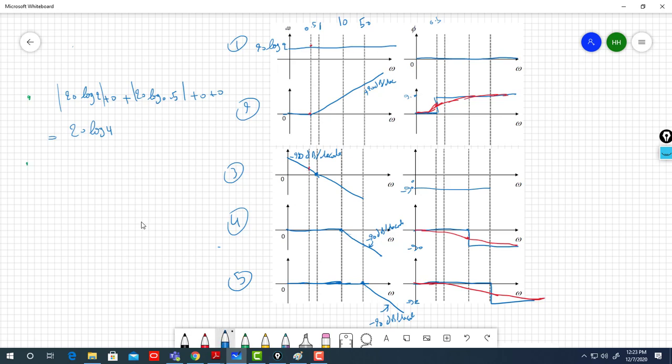I'm in blue. So at 50 you have 20 log of 2. It's positive. I know it's positive if it is between 0 and 1, so I take the absolute value. What's happening here? It's 20 decibel per decade. So if it's 20 decibel per decade, then how much is from here to here? Maybe I put in green.